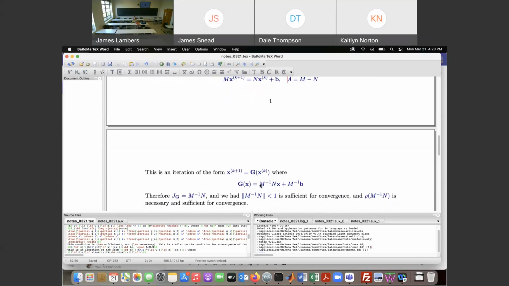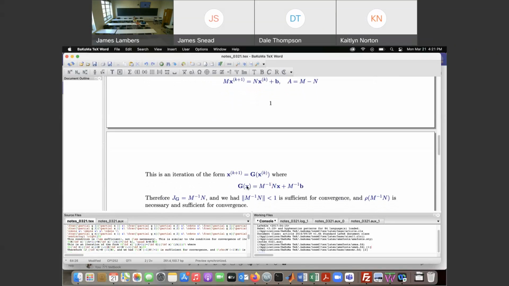x_{k+1} is g of x_k, where I've written it this way for convenience. So this is a function g that you're dealing with in this case. Now, here we're solving a linear equation, so the function g is linear. So the Jacobian of g is just whatever is multiplying x, which is M inverse N. So when we dealt with stationary iterative methods, what I told you back then was that the norm of M inverse N being less than 1 is sufficient for convergence.